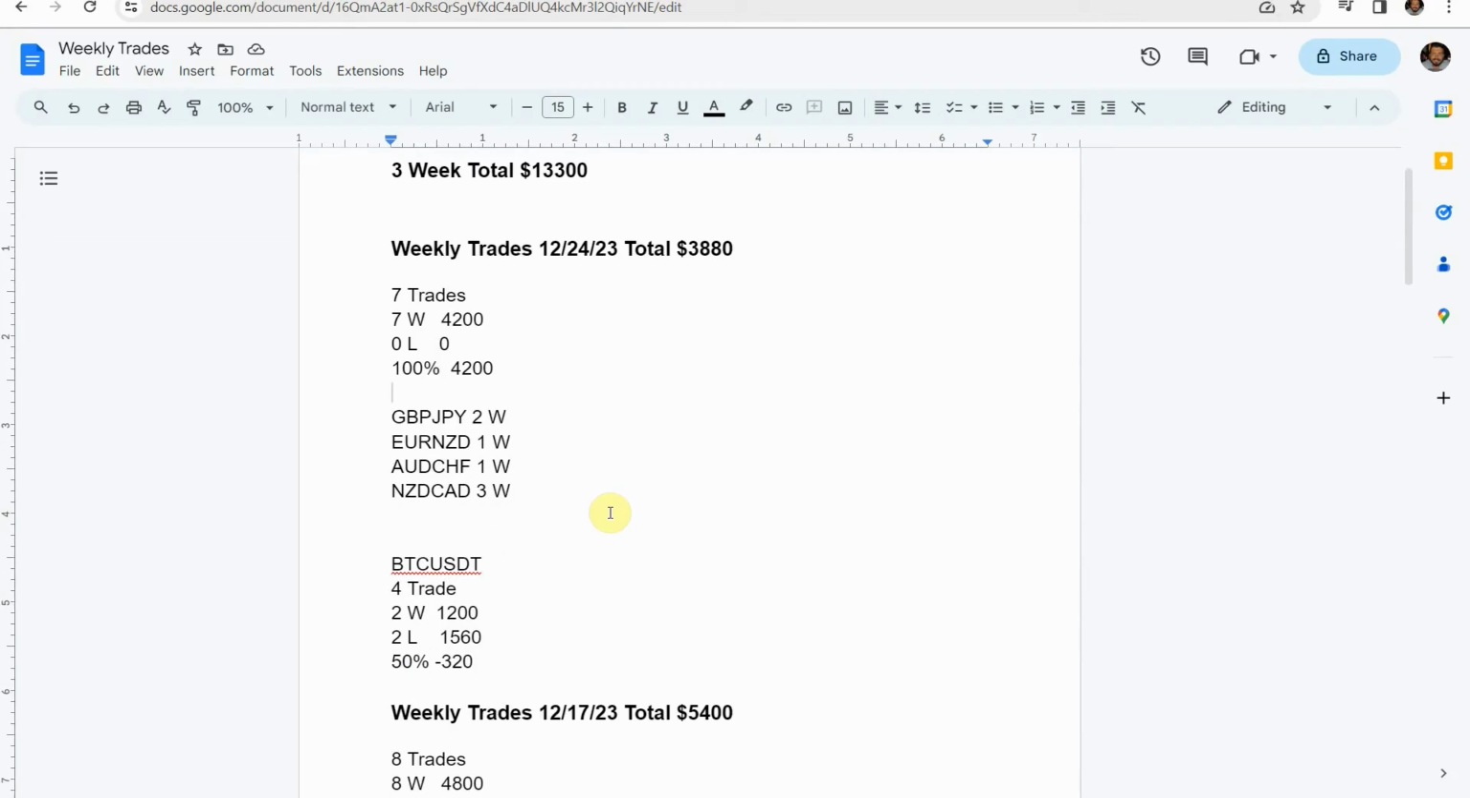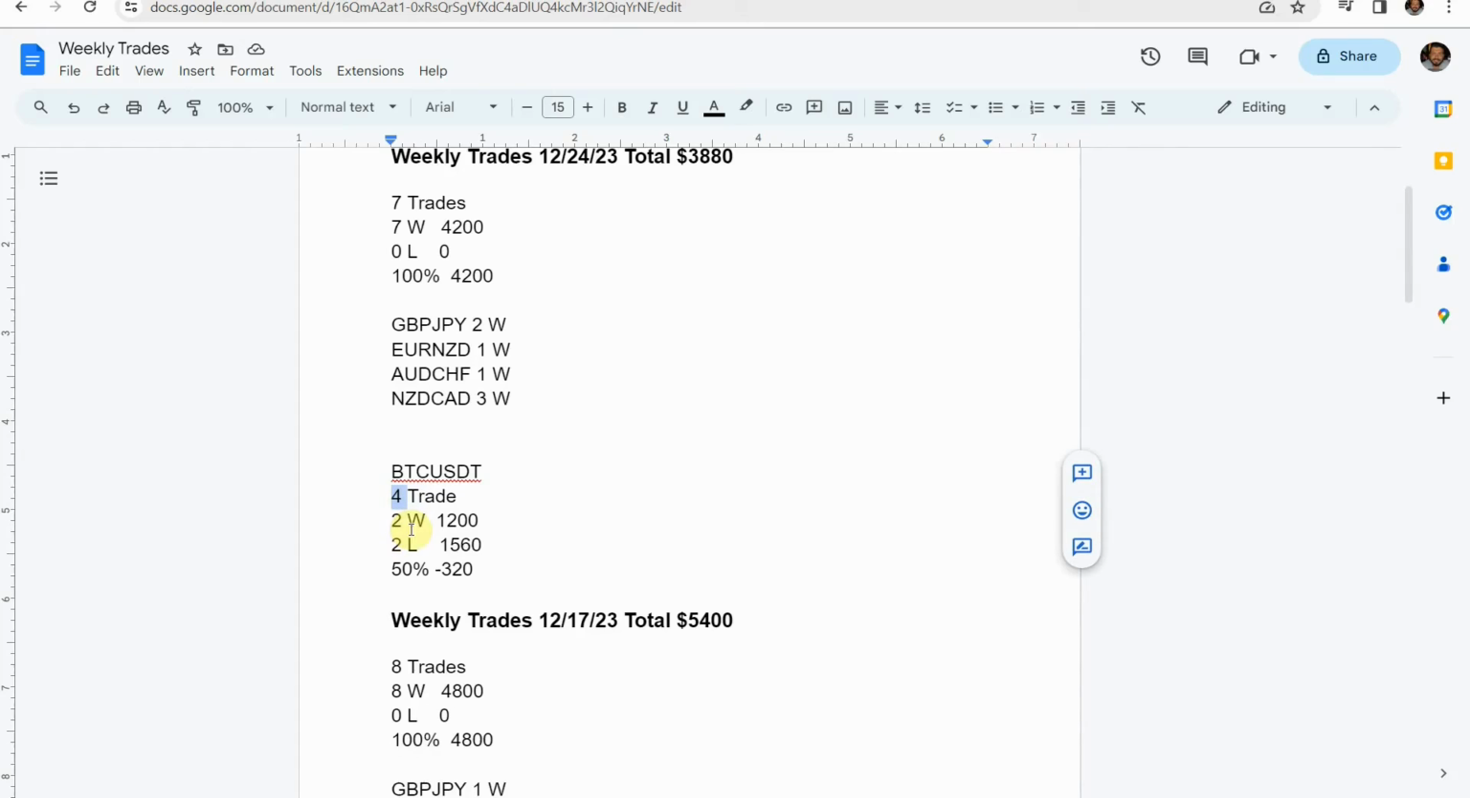Let's go ahead and take a look at the weekly trades. And so again, these are the signals that we get each week from these 4 Forex pairs, and this one crypto coin. This is on the 30-minute time frame. Last week, these Forex pairs were able to do 7 trades. They had 7 winning trades with a 100% win rate. The crypto coin, though, had 4 trades, 2 winning trades, 2 losing trades, putting it at a 50% win rate. And so on the Forex pairs, you would have gained $4,200. On the crypto coin, you would have lost $320.